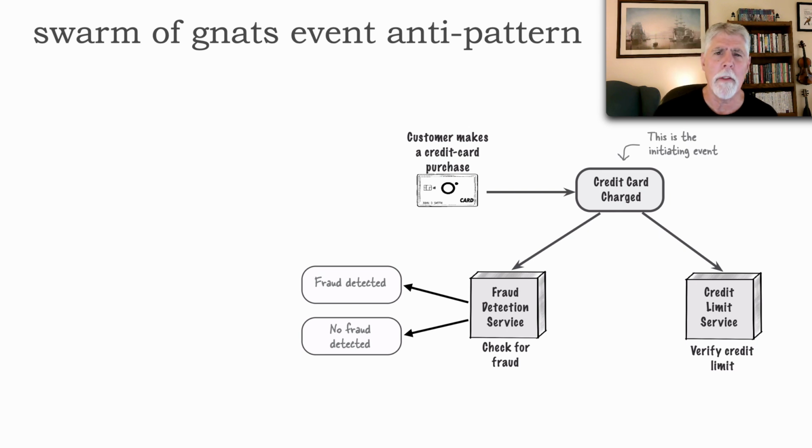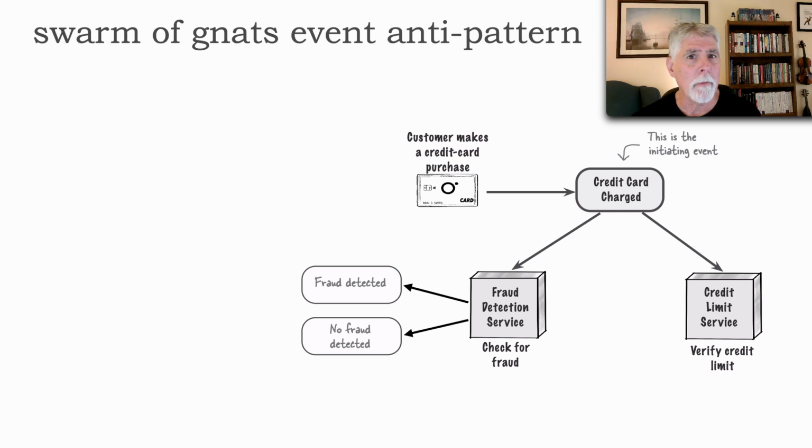Well, let's focus on the fraud detection service. Notice that in this example, the fraud detection service, when it checks to see if that charge might be fraudulent, sends out two different derived events: one that says that fraud's detected, and a separate event that says no fraud detected.